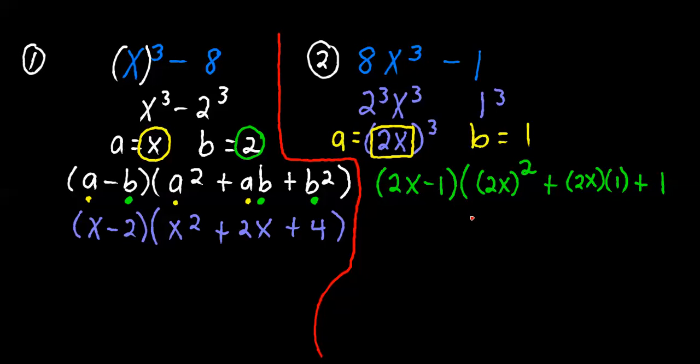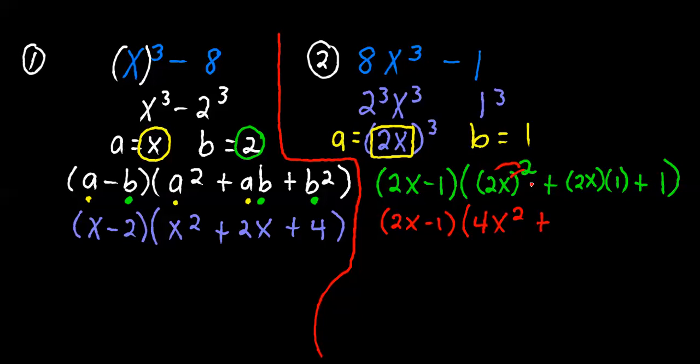Let's clean up the second trinomial a little bit. What I'm going to do is take my quantity 2x squared. Just remember that when you're raising an expression to an exponent, they both get squared. So let me rewrite this here. This becomes 4x squared.